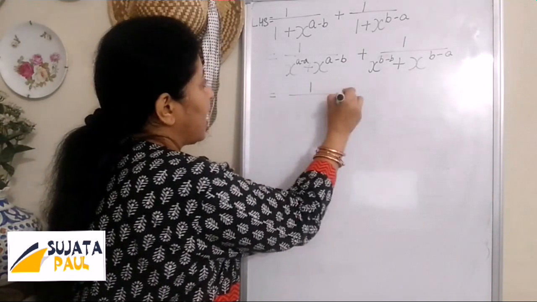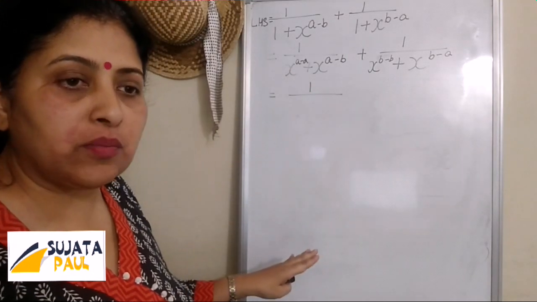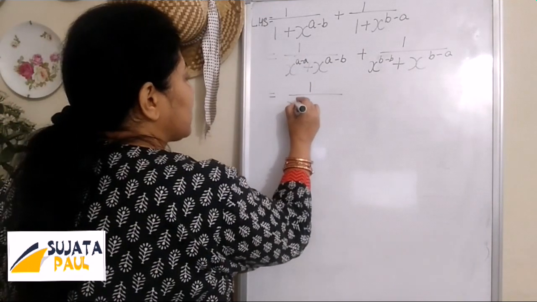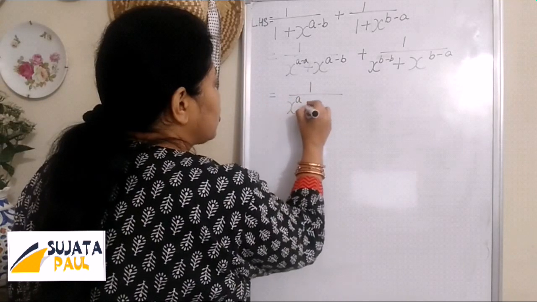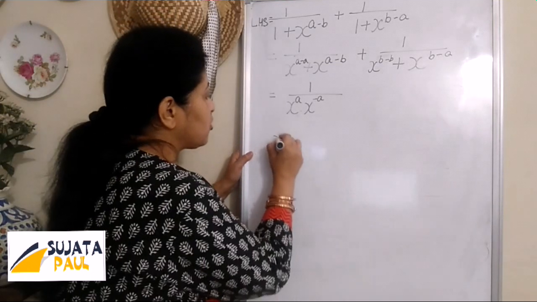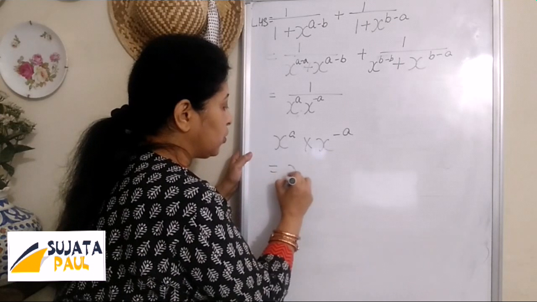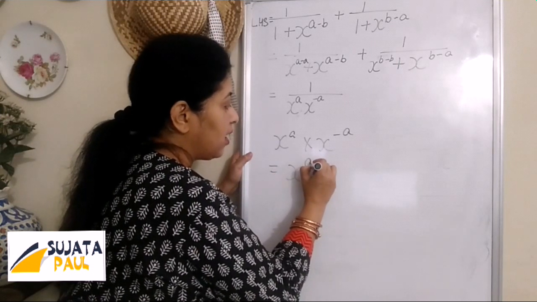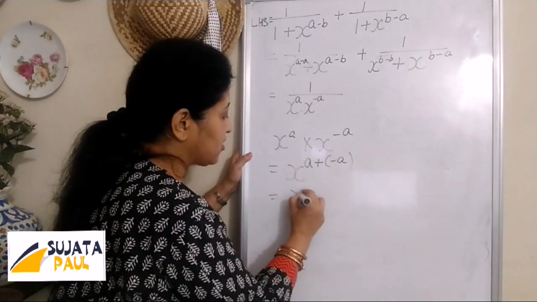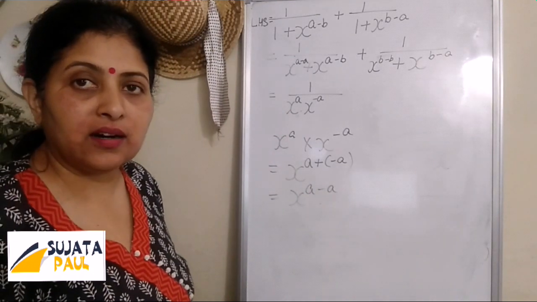If I have something like this, what does it actually mean? This actually means that I can split them. What do I mean by split? I can write this as x raised to the power of a into x raised to the power of minus a. You remember your power law? X raised to the power of a into x raised to the power of minus a will be equal to x raised to the power of a plus minus a, which will make it x raised to the power of a minus a. So that is what I have done over here.